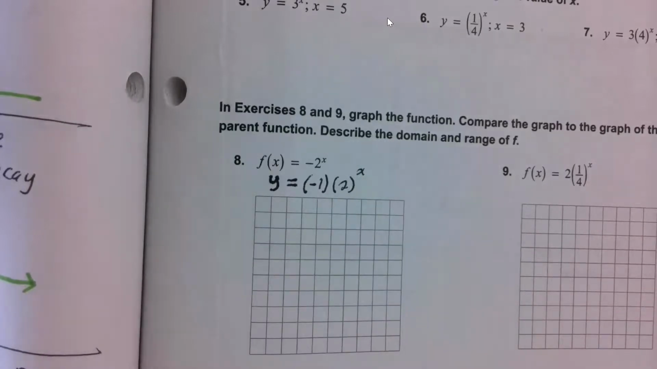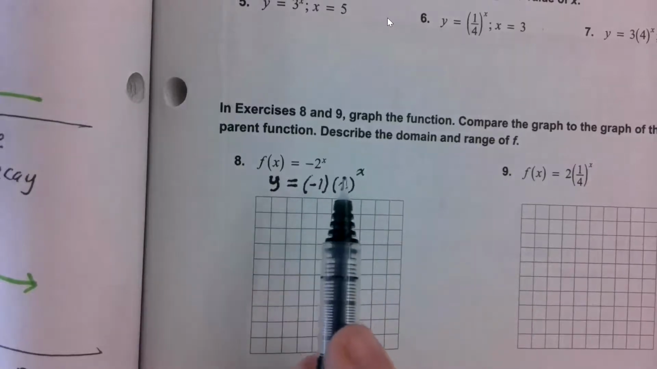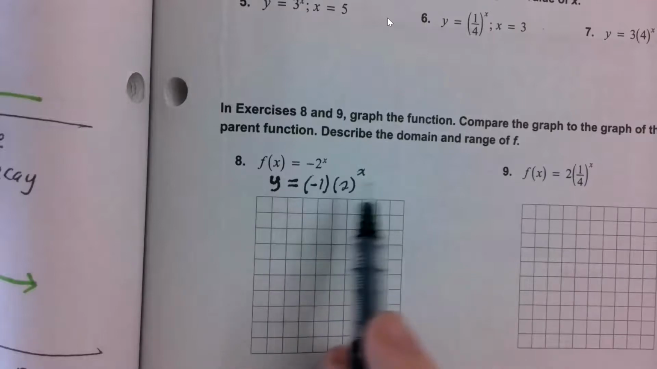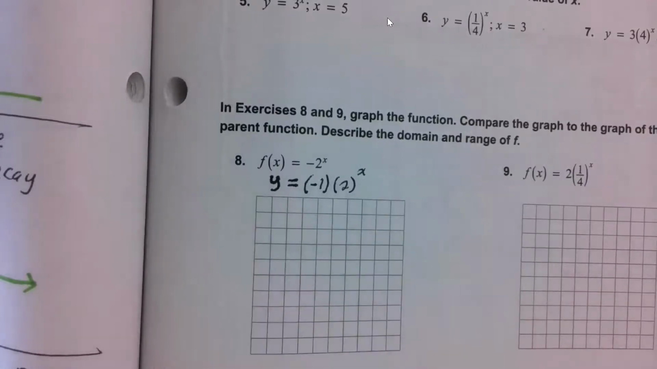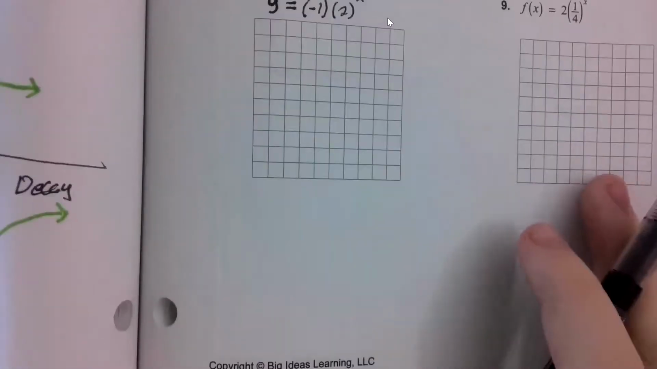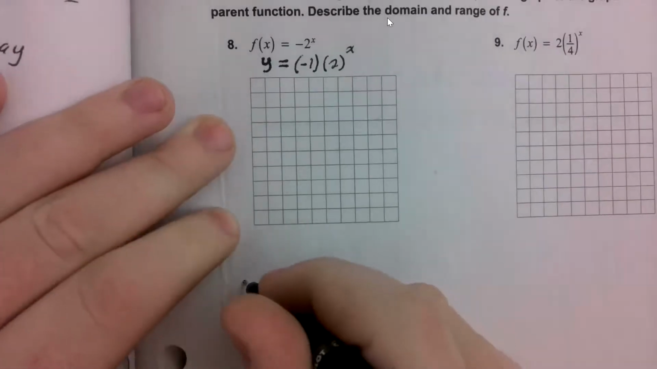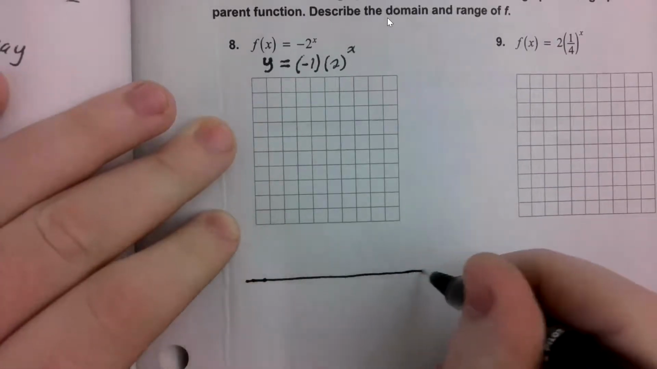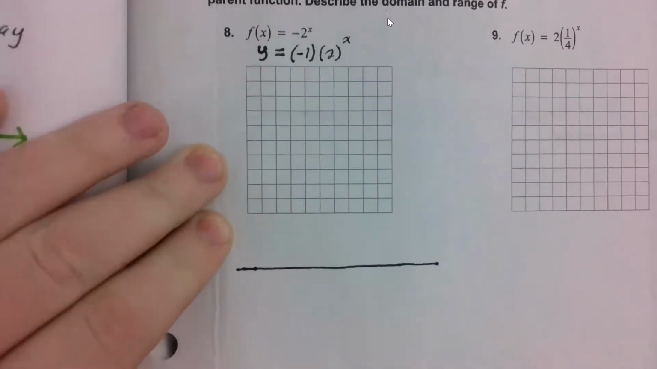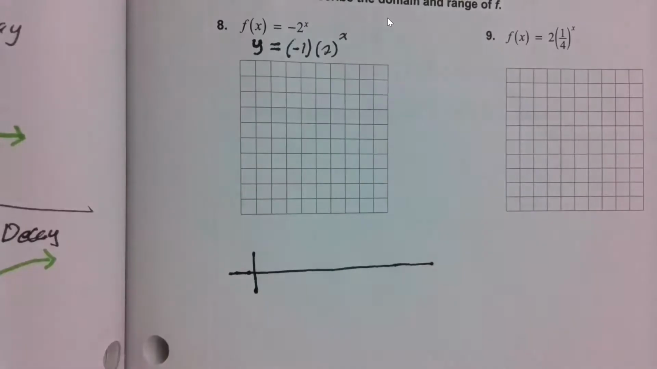So already right off the bat, we know our a value is negative. That means we're going to end up with a negative graph. Our b value is bigger than 1, so it's going to be negative growth. We already know roughly what our graph is going to look like, but we don't know exactly where each of the points are. Whenever you don't know exactly what a graph looks like, the best way to figure it out is by use of a table.